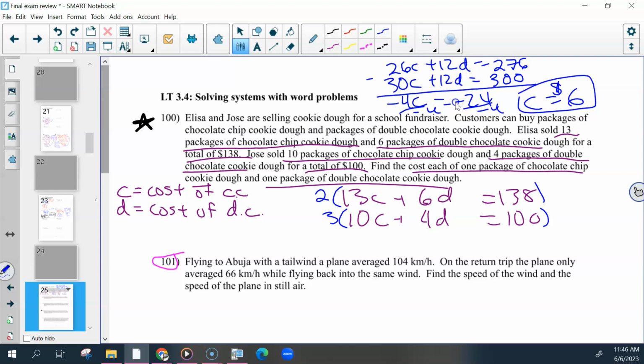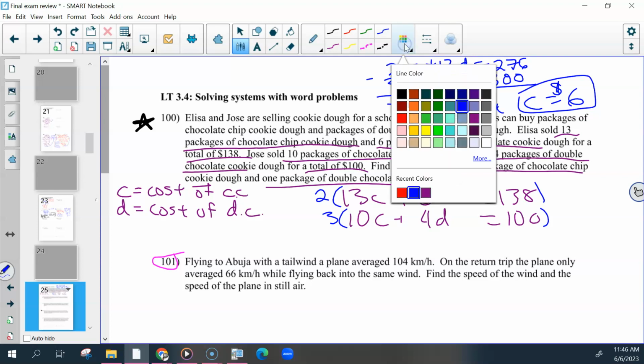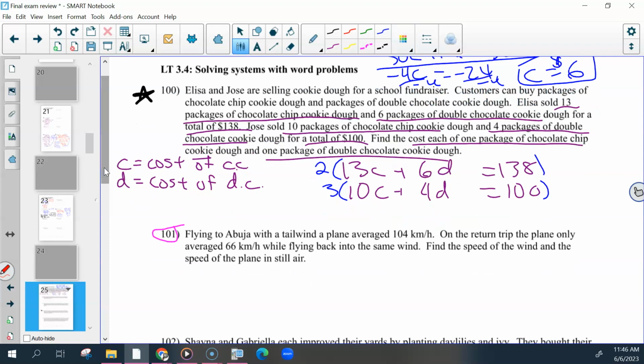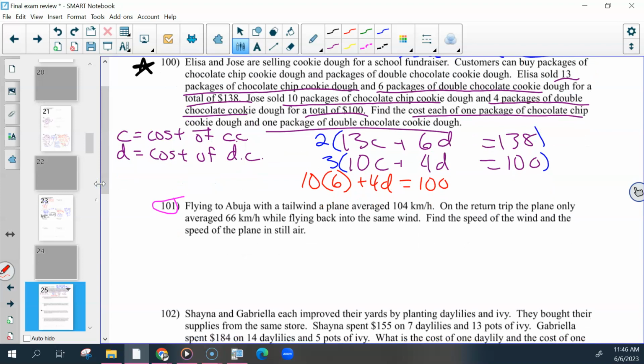But that's only one of our answers, the cost of the chocolate chip. We still need to find the cost of the double chocolate. So we would put this back into one of the equations. You have 2, pick one, doesn't matter which one. Let's actually use this one. 10 times 6 plus 4D equals 100. And solve for D. Subtract both sides by 60. And divide both sides by 4.